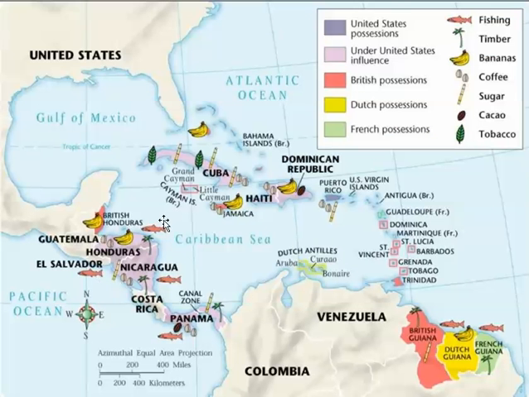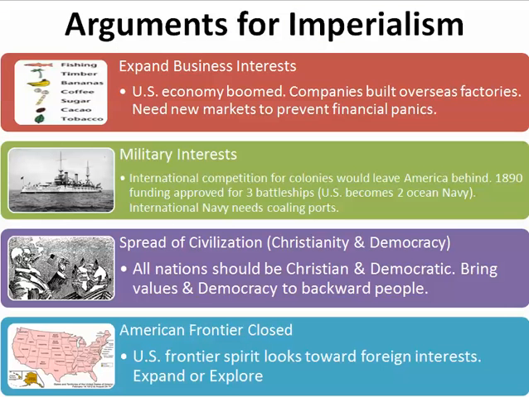And so some of those goods we looked at a few moments ago: bananas and fish, timber, coffee, sugar, cocoa, and tobacco were a lot of these. And in Hawaii, pineapples and a few other fruits that we could use. And then military interest. International competition for colonies would leave America behind. In other words, the rest of the world is involved in this imperialism and expanding out, getting these natural resources. The United States needed to compete in that too, and that is international competition for colonies.